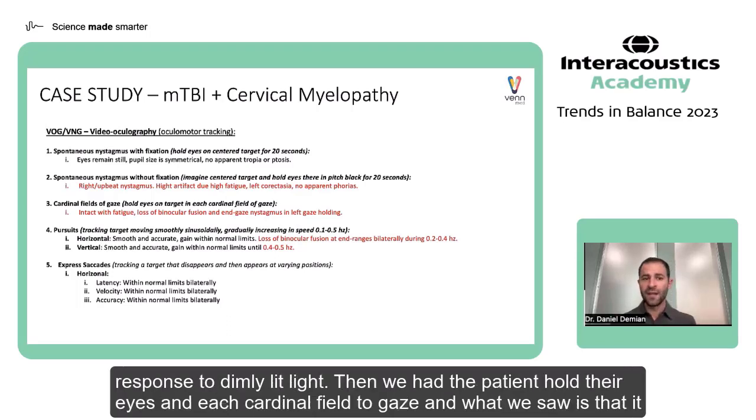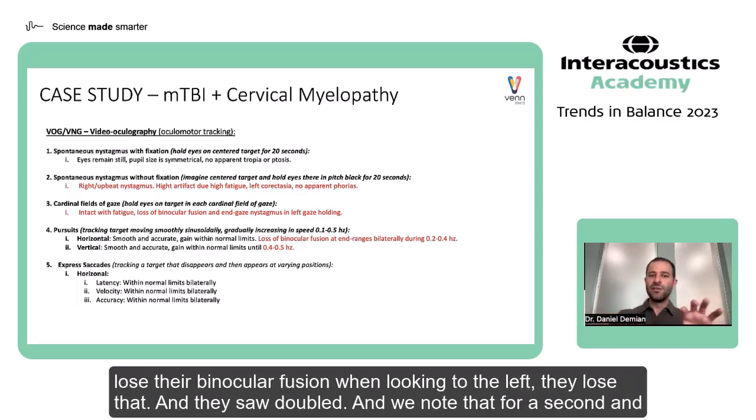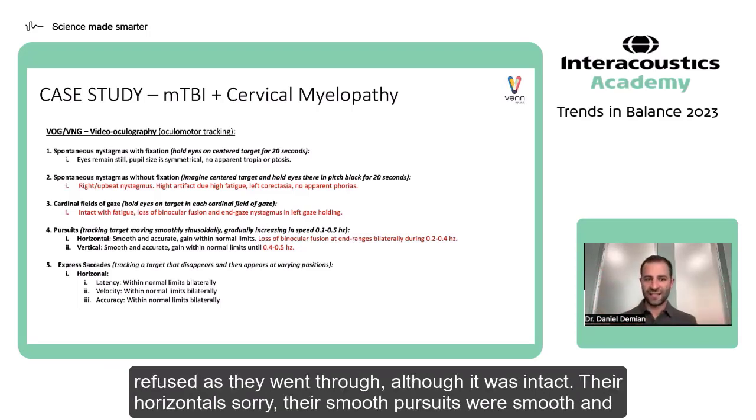And then we had the patient hold their eyes in each cardinal field of gaze. And what we saw is that it was intact. They could do it. But our software, and even by looking at the video, you can see that they would lose their binocular fusion when looking to the left. They would lose that, and they saw double. They would notice it for a second and then refuse as they went through, although it was intact.